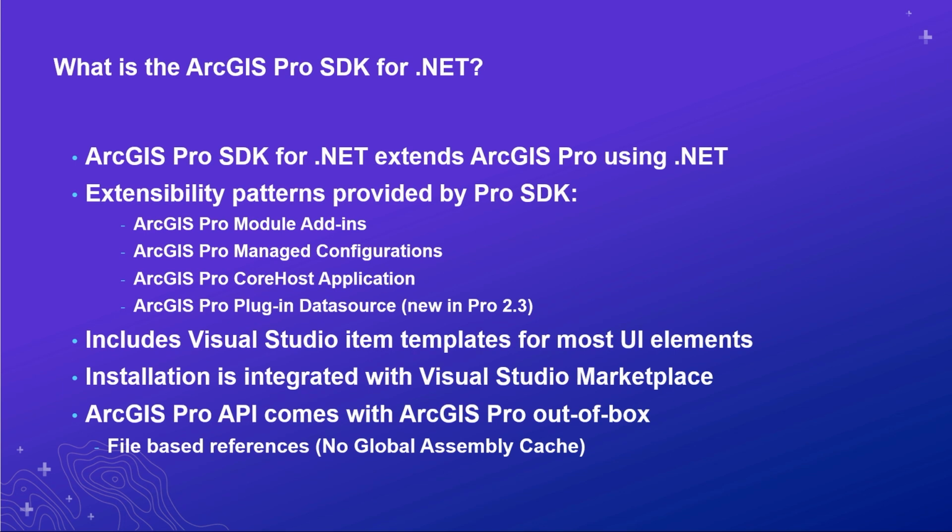An important thing I want to mention here is that the Pro API comes with the Pro installation out of the box. They are available in the bin extensions subfolder of the install location. They are all accessed from within Visual Studio as file-based references. There is nothing registered in the global assembly cache.